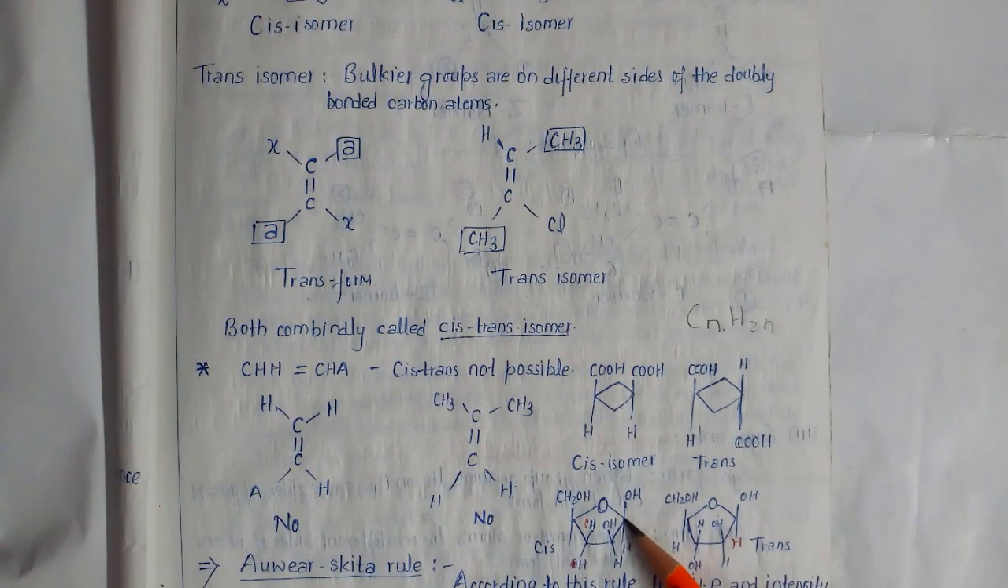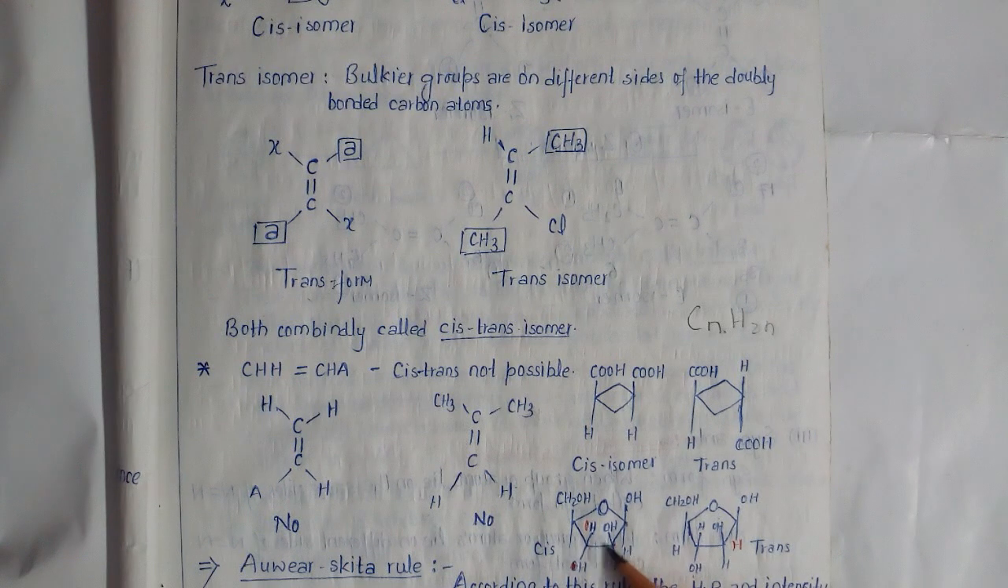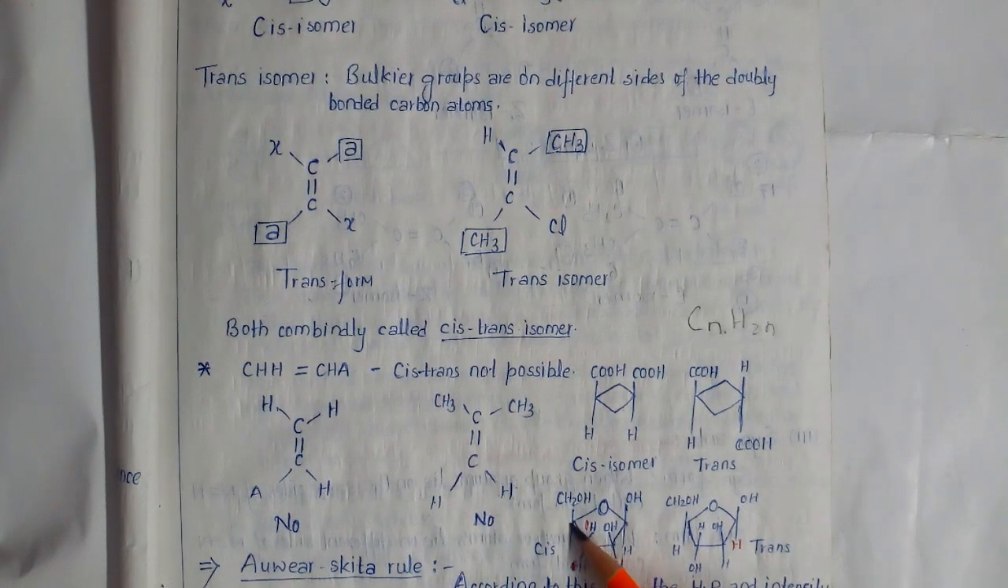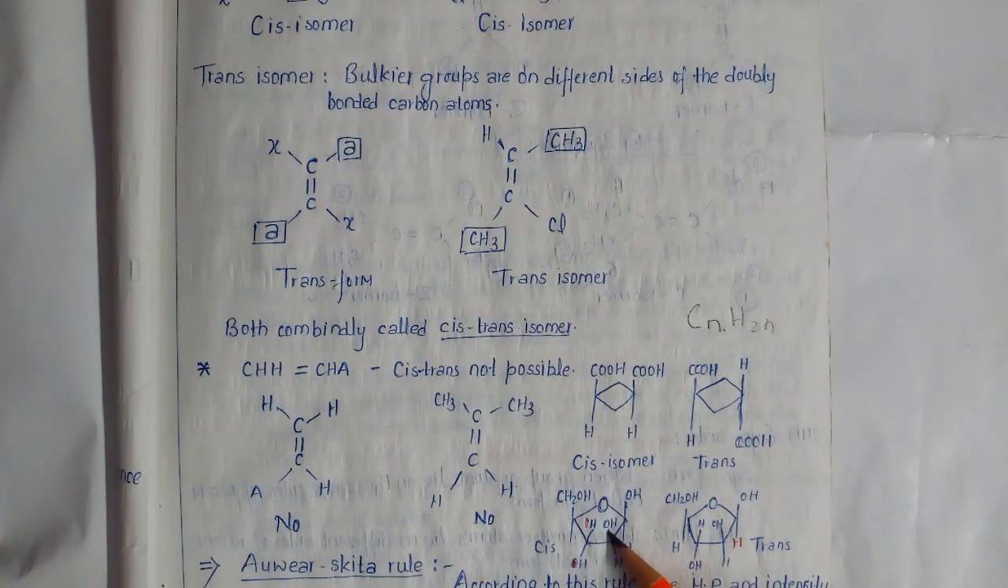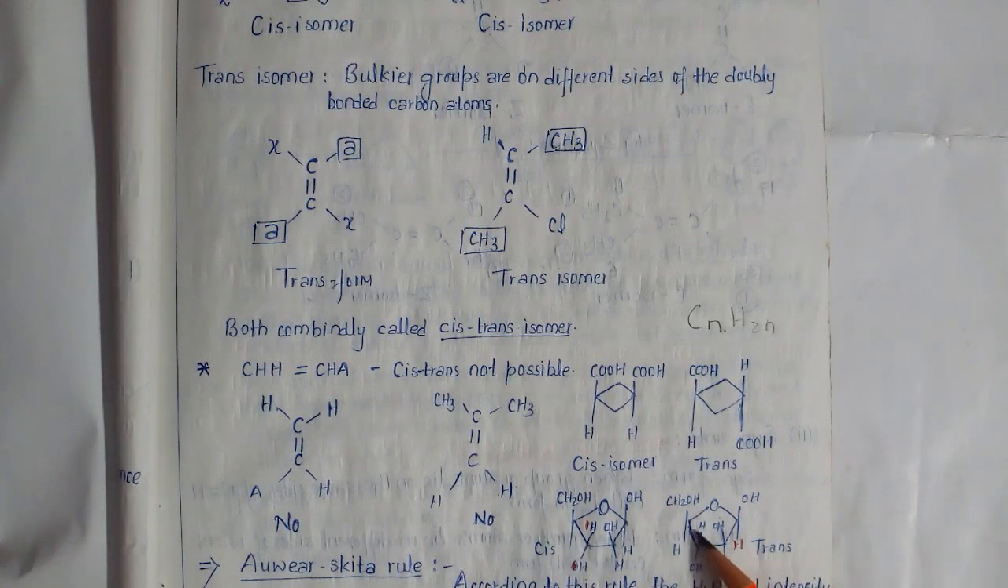In this case, this is the first carbon, this is the second carbon, this is the third carbon, this is the fourth carbon, and this is the fifth carbon. Between the second and third carbon, we can observe cis and trans isomers. For example, in this case, both hydroxyl groups lie on the same side of the plane. This is called the cis form. And if both hydroxyl groups lie on opposite sides of the plane, this is called the trans form.